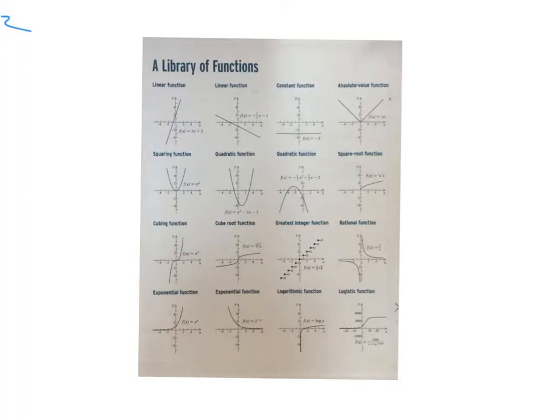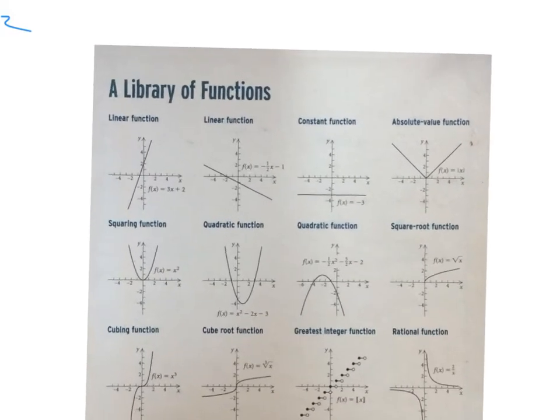Okay, so this is from the back cover of an old college algebra book I have. What I like about this is it just gives you an idea of what shape a graph is going to be when it's in a certain format. So let me make this just a little bit bigger. We have squaring functions. We have quadratic. There's the square root function. It goes that way and that way. A cubing function. I'm sorry, I'm doing this wrong.